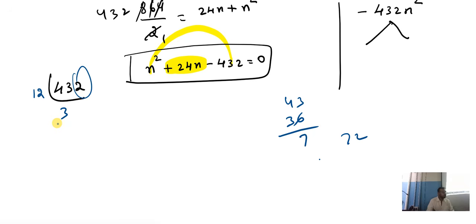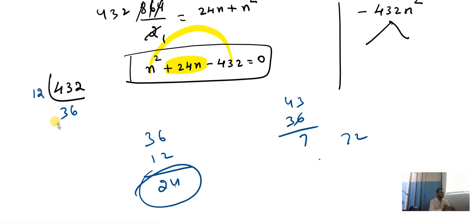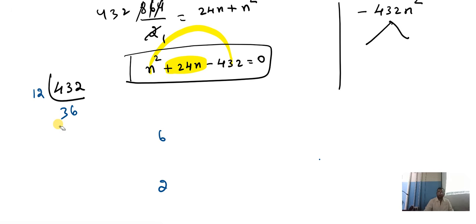12 sixes are 72. One minute. 36 minus 12 is 24. That's the answer. That's what I showed you first. If you take that kind of numbers, also we will get it. But if you take about 10 tables like this, directly you will get it. That's the difference. Understood? Yes, sir.